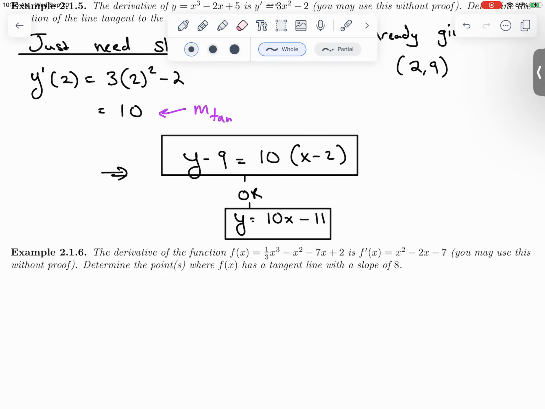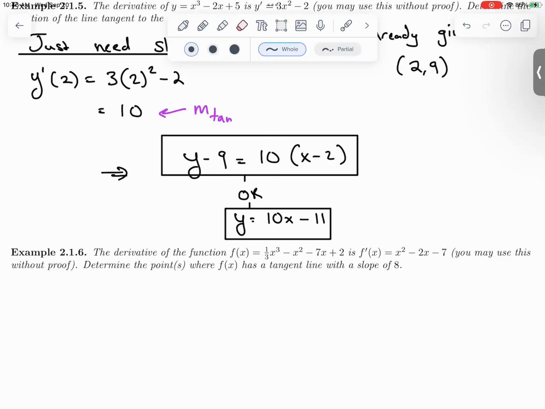And then once you solve it, you can factor out and then get the x values, and then plug the x values into the original equation to get y values. Very good. That's the entire process listed out. So we want the tangent lines to have a slope of 8. The derivative gives us the slope.